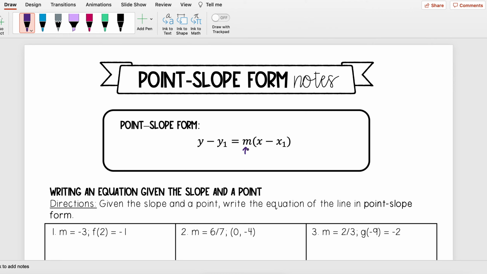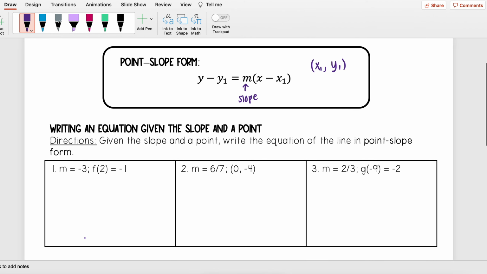So here m is still my slope, just like it was before. And now I have this y1 and I have this x1, and that's just going to be a given point that we have. And so we'll use this form a lot when we're just given the slope and a point to find the equation of the line. So let's go through an example where we first want to write the equation of the line in point-slope form.